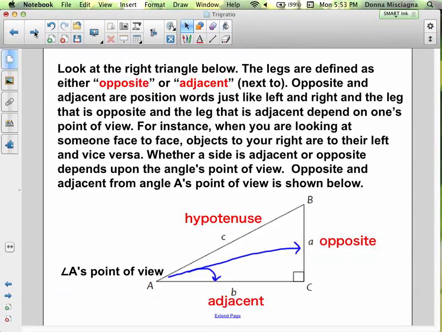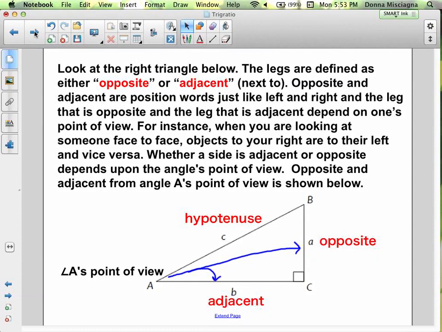All right, so let's look at the right triangle below. The legs are defined as either opposite or adjacent. Opposite and adjacent are position words, just like left and right. And the leg that's opposite and the leg that's adjacent depends on one's point of view. For instance, when you're looking at someone face to face, objects to your right are to their left, and vice versa. Whether a side is adjacent or opposite depends on the angle's point of view.